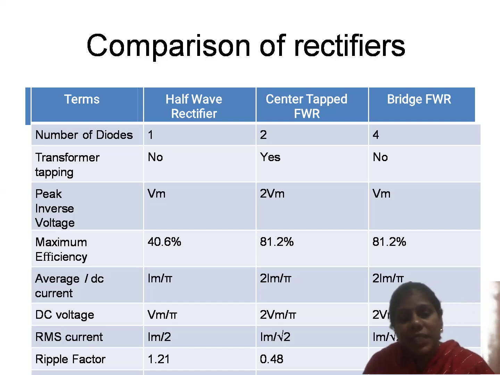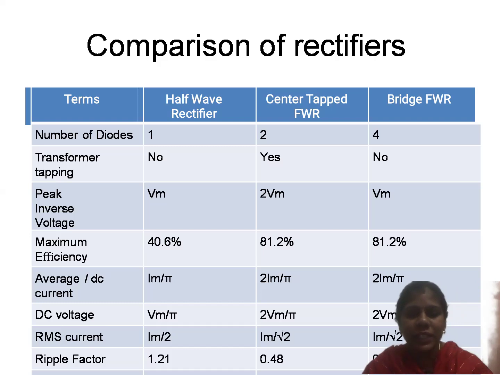Next, the average DC current. Whenever the output is taken across the half wave and full wave rectifiers, the average DC current for the half wave is Im by pi, for the center tapped it is 2Im by pi, and for the bridge it is 2Im by pi. Im by pi is taken because the half wave rectifier conducts for only half a cycle, whereas 2Im by pi is taken because it conducts for both cycles. That's why Im is replaced with 2Im for the center tapped and bridge full wave rectifiers.